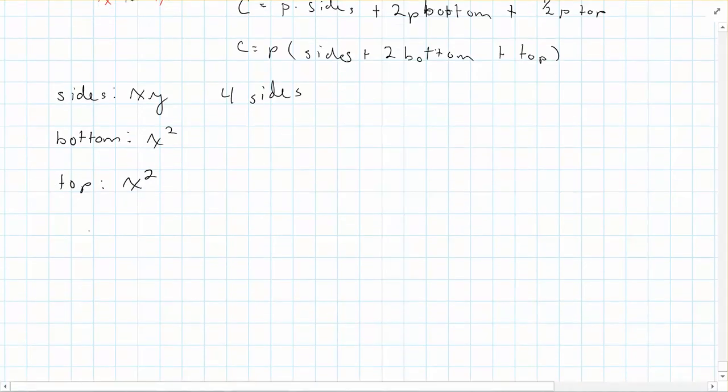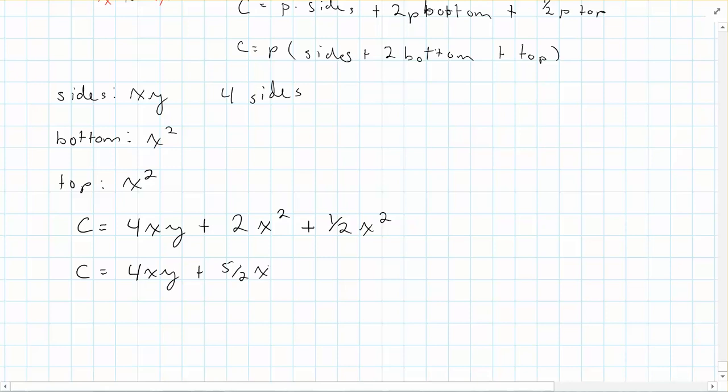So if we want to think about the cost here, we have cost is equal to, I have 4 sides, so 4 times xy, plus my bottom, but my bottom costs twice as much as my sides do, plus the top, but remember the top costs half as much as my sides do. So then my cost is simply 4xy plus 5/2 x squared.